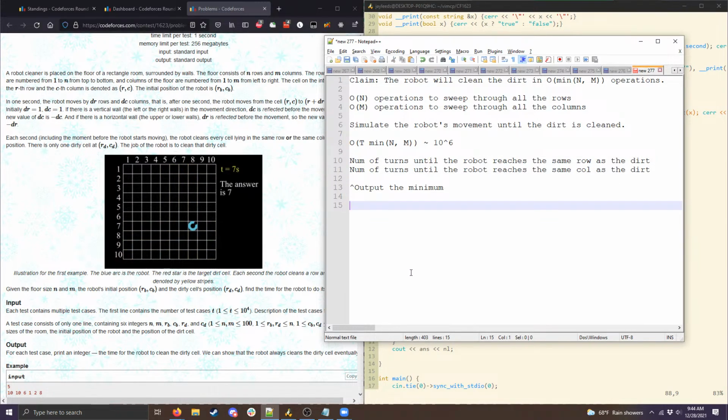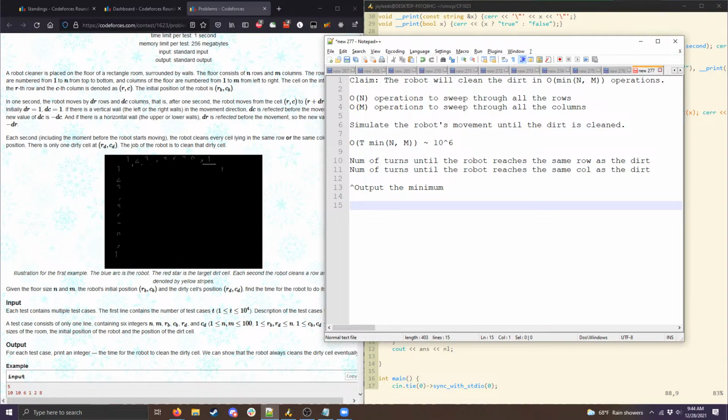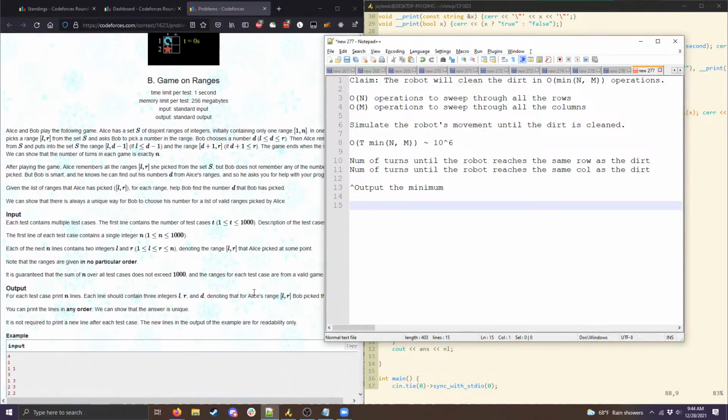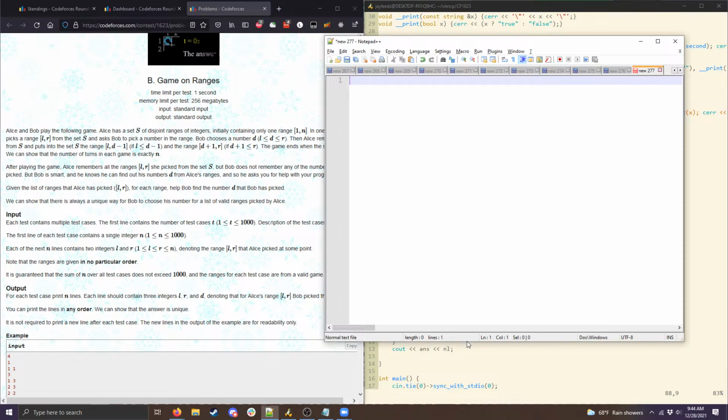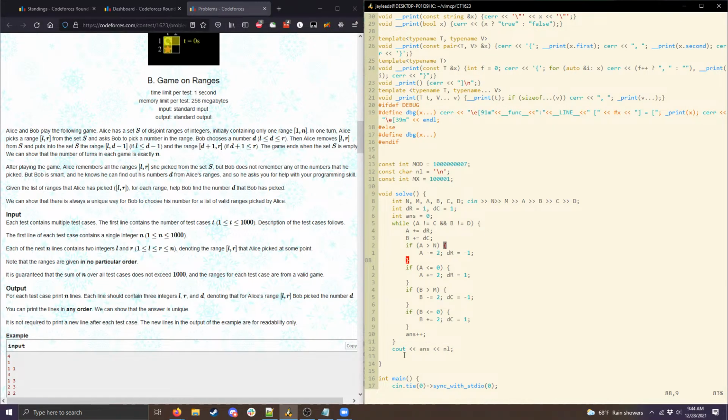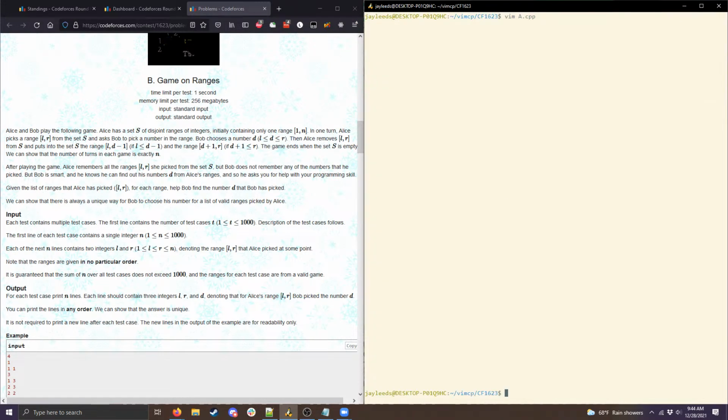Okay, so that's problem A. All right, problem B. So we have a set of disjoint ranges of integers, and initially the set is going to contain just the range 1 to n. In each turn, we pick a range from S, and Bob picks a number in the range. This number is D, and then [L, R] is basically split into two ranges by removing D and taking the left part and the right part. And we have to find the number D that was chosen corresponding to each range.